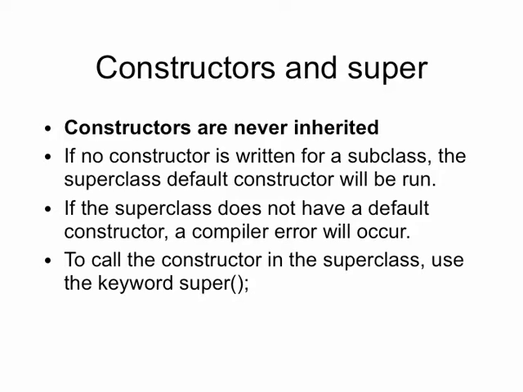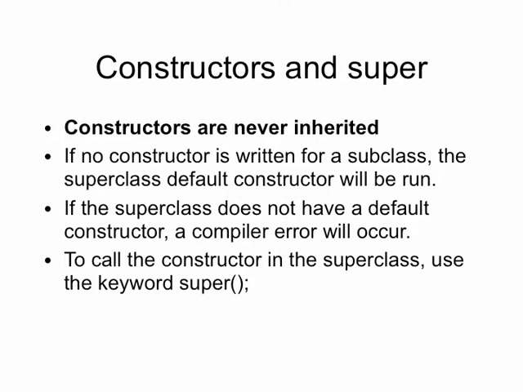Constructors are never inherited. So if you have a constructor in your superclass, it's a good idea to write a constructor in your subclass. If there is no constructor written for the subclass, the superclass default constructor will be run, which makes a certain amount of sense, because remember that Java supplies that default for you if you don't write your own constructor method. If the superclass does not have a default constructor, then a compile error will occur. Pause for a moment and think of under what circumstances a superclass would not have a default constructor. If you have any questions on why a superclass would not have a default constructor, please come in and see me or shoot me an email, and let's explore that a little more.